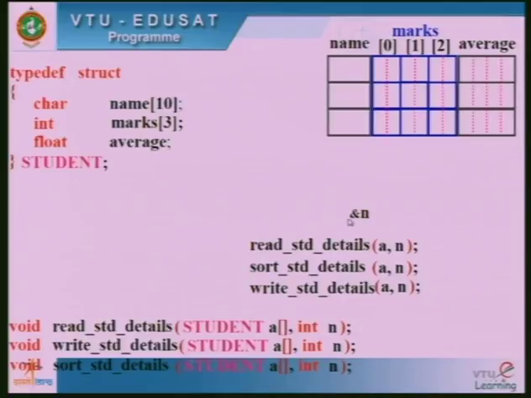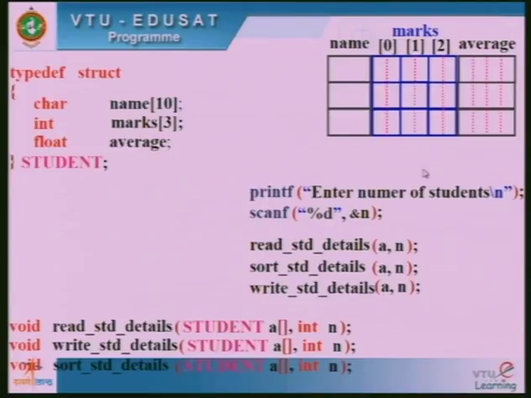Because it is an integer, we have to use the format specifier %d. And using which function can I read the value into n? Using the scanf function. So I write scanf. Normally before scanf we write printf, so here I write printf, enter the number of students. Now all these statements should be repeatedly executed. If I want to read the student details, call this function. Sort student details, call this function. Write student details, call this function.